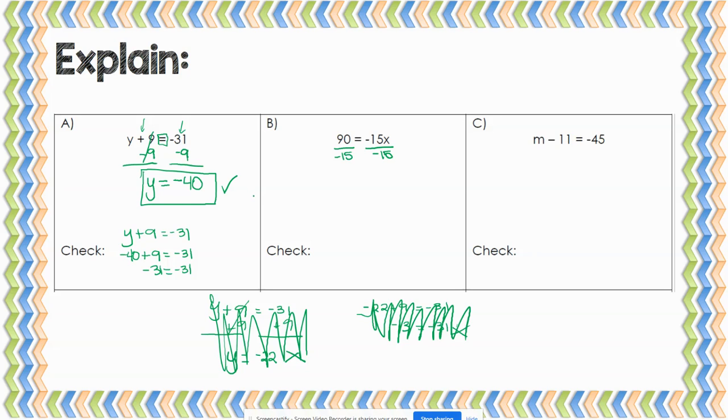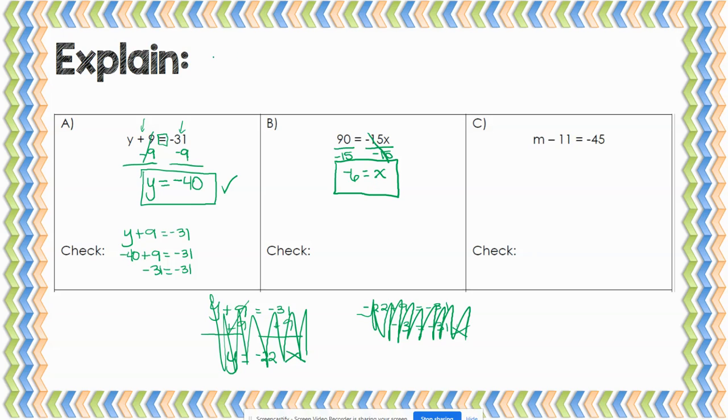When I do positive 90 divided by negative 15, I get negative 6. Then I bring down my equal sign. Well, negative 15 over negative 15 cancels because that makes 1, and 1x is the same as just x. So my solution is that negative 6 is equal to x.